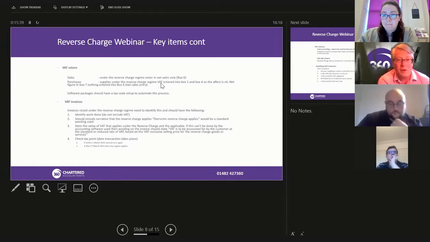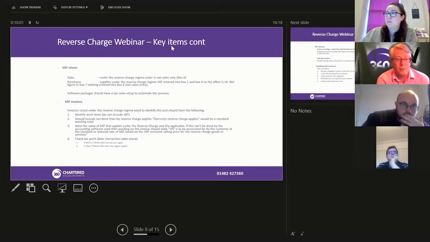Normally, "domestic reverse charge applies" is the standard wording that should be used. You still need to state the value of the VAT that applies under the reverse charge, if it's applicable. If this can't be done by the software, then the wording on the invoice should state that VAT is being accounted for by the customer at the standard or reduced rate of VAT, based on the VAT exclusive selling price of reverse charge goods or services.